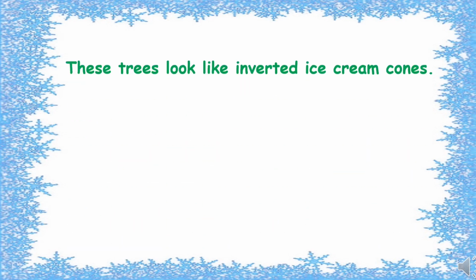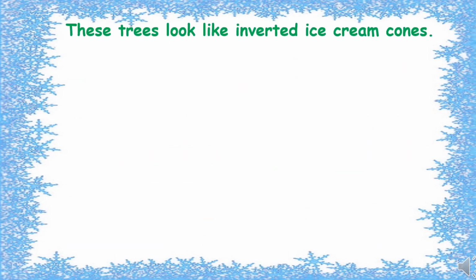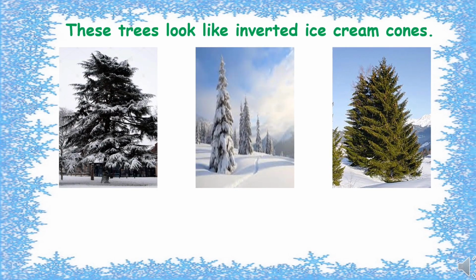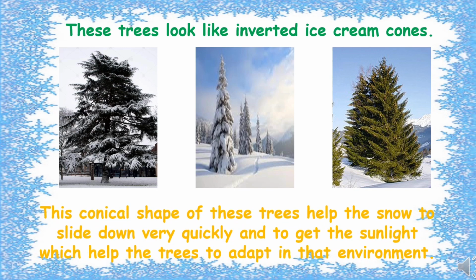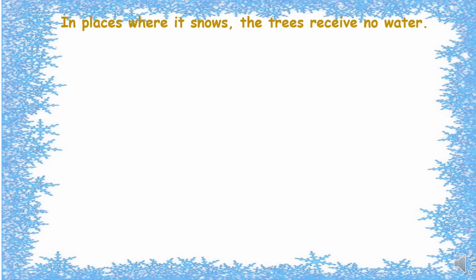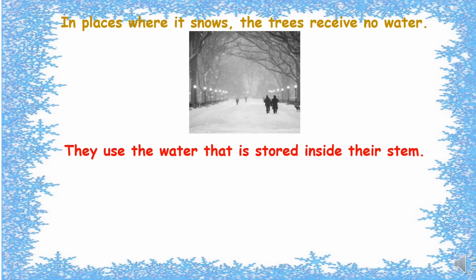These trees look like inverted ice cream cones. The conical shape of these trees helps the snow to slide down very quickly and to get the sunlight, which helps the trees to adapt in that environment. In places where it snows, the trees receive no water. They use the water that is stored inside their stem.